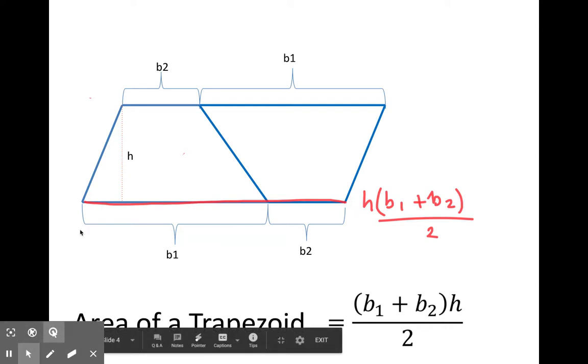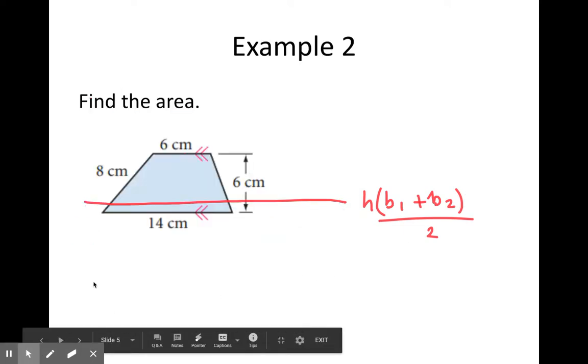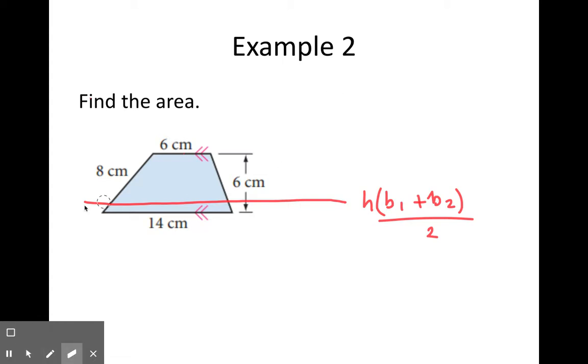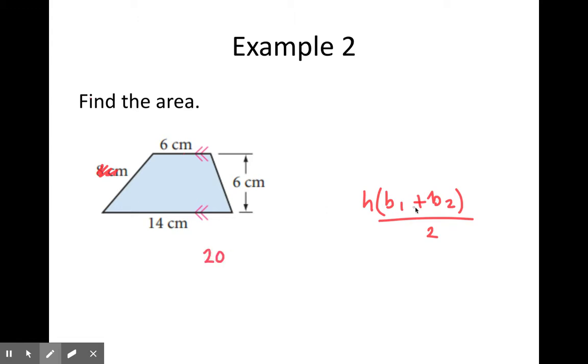So now we'll look at an example. Okay, so I'll leave my formula up there and just erase this line here. So find the area. Again, try to sort out the irrelevant information. That's going to be this slant. We don't want that information. So we just do B1 plus B2. You can go ahead and do that first because it's in parentheses. Then times the height and divide by 2, and now you have some choices.